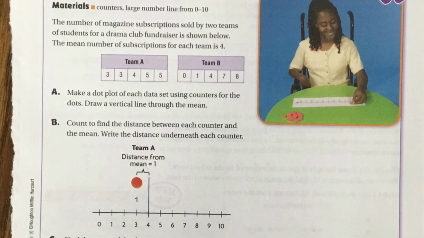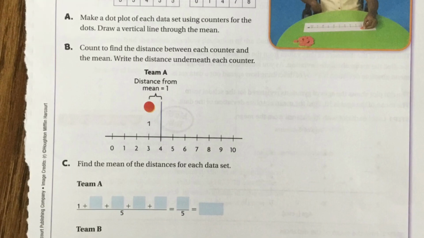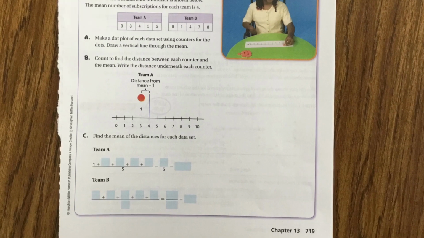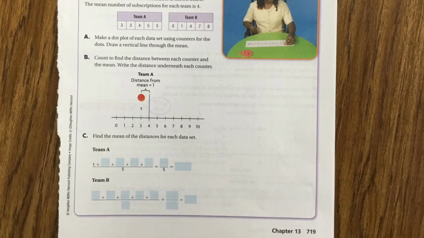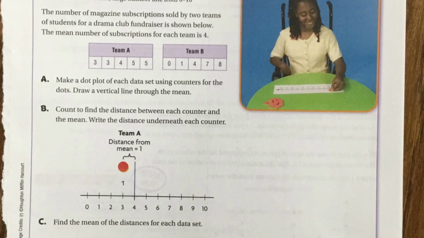So this is the number of magazine subscriptions sold by two teams. Okay. The mean number is 4, but do those numbers look very different? Yes, so we're going to find a more precise measure. Okay. So I'm going to find the mean of the distances for each data set. If the mean is 4, then I need to find how far each value is from 4.